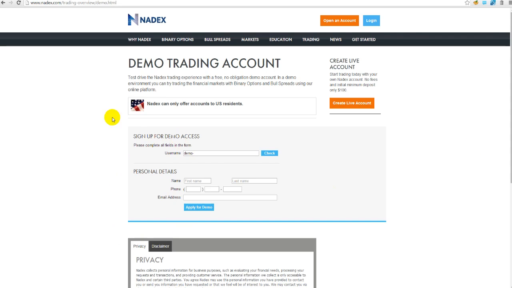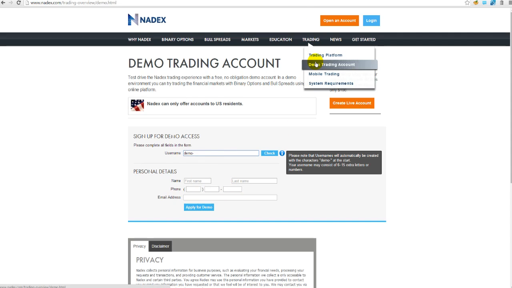All right, so again, right there under nadex.com, go to Trading, go to Demo Trading Account, and put in your username, first name, last name, phone number, and email address. It's right there, and you'll be set up and ready to go. Then click Apply for Demo, go check your email, and within a few seconds, you'll be able to go up here and click Log In, and you'll be able to get into the platform. I'm going to go over some basics with you today and show you how everything works.